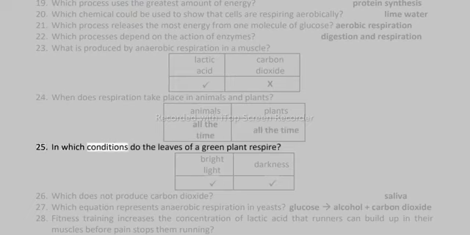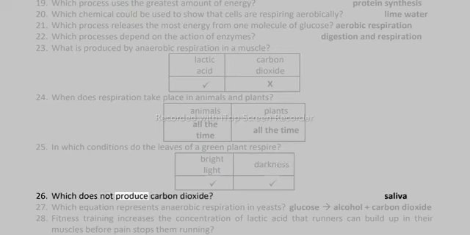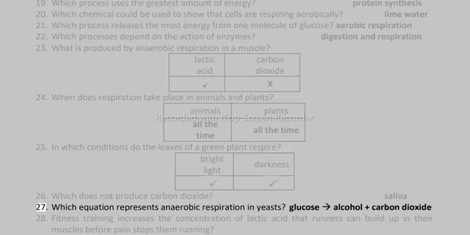25. In which conditions do the leaves of a green plant respire? Bright light, darkness. 26. Which does not produce carbon dioxide? Saliva. 27. Which equation represents anaerobic respiration in yeasts? Glucose → alcohol plus carbon dioxide.